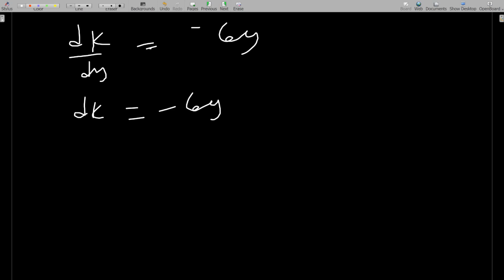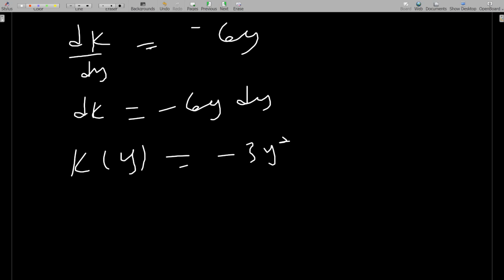So when I integrate k prime, this k prime is the same as dk over dy. Okay, k prime of y is the same as that. So let me first write this before I integrate. The dk over dy is equal to minus 6y, and dk will be equal to minus 6y dy. So I integrate both sides. I have k of y being equal to minus 3y squared.